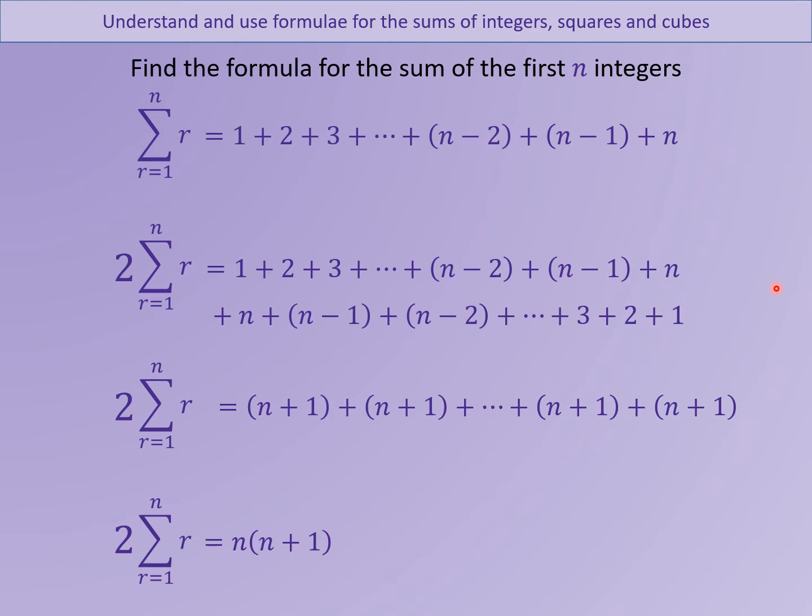Because we only want the summation once, we now need to divide it by 2, which leads us to the formula that the sum of the first n positive integers, the first n natural numbers, is a half n times n plus 1. So that could be used, for example, if we wanted the sum of the first 20 positive integers, we would just substitute 20 in there. We do a half times 20 times 21 to get an answer.